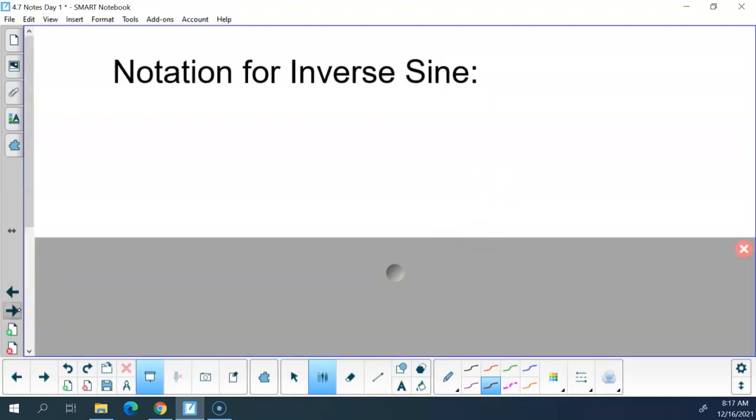There's 2 different ways to write the inverse of sine. The first one is just what you've seen. You've seen it all along. And that is sine to the negative 1 of something.